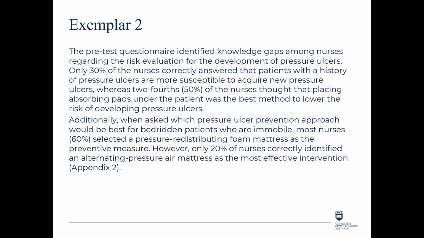Additionally, when asked which pressure ulcer prevention approach would be best for bedridden patients who are immobile, most nurses, 60%, selected a pressure redistributing foam mattress as the prevention measure. However, only 20% of nurses correctly identified an alternating pressure air mattress as the most effective intervention. And then they had all their tables in the appendix.